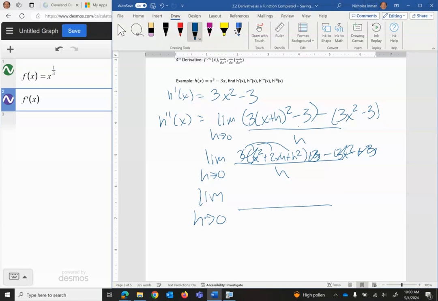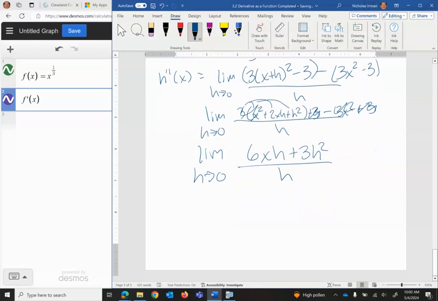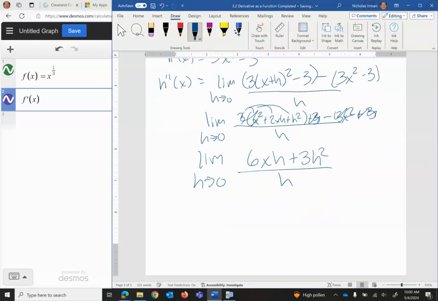So I'm doing this fast. So 6xh plus 3h squared over h. And so these h's will cancel. And now as h approaches 0, we just get 6x. So 6x would be our second derivative.